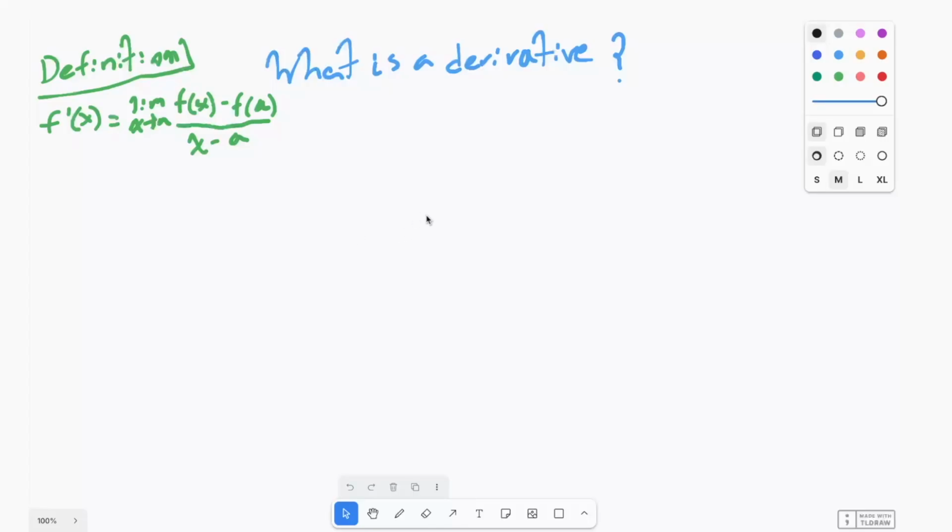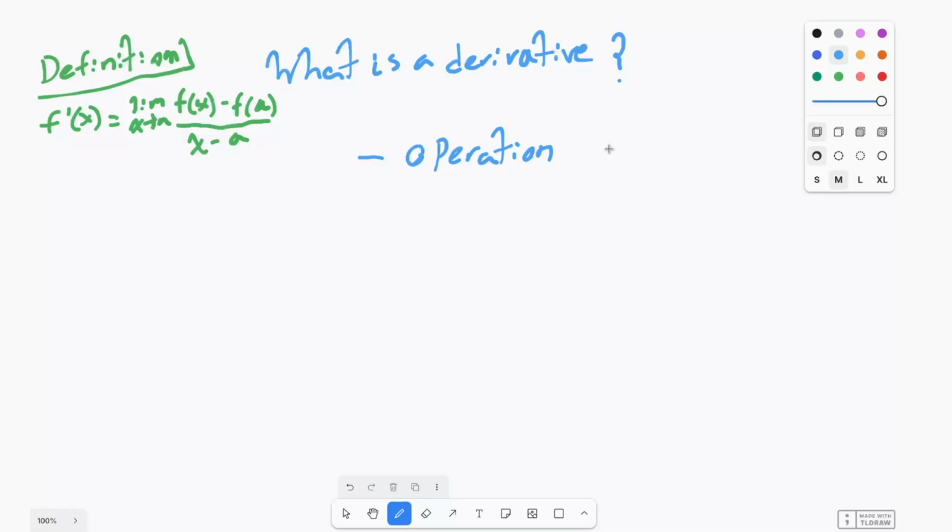So before we talk about how to take derivatives, I want to talk just a little bit about what a derivative is and how we can think about derivatives. So I have the definition of a derivative over here, but the way that I like to think about derivatives, aside from the limit of a secant function, a derivative is an operator. It's an operation that we do to a function.